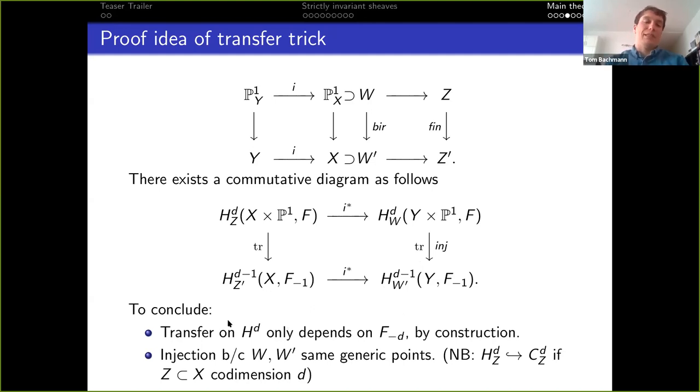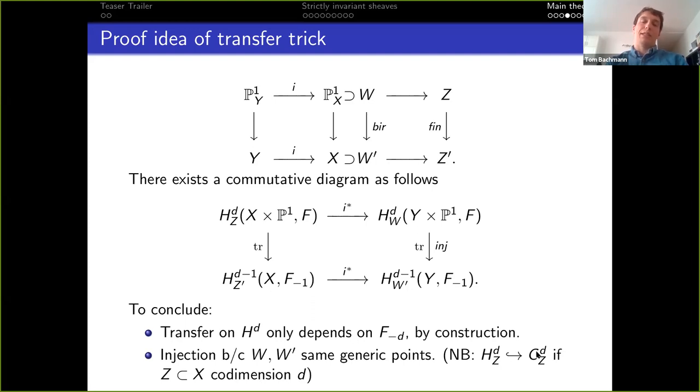Of course, you have to fill in some details, right? You have to prove that this commutes. You have to figure out what the transfer should be and that it only depends on f minus d. And also you have to ask, why is this map an injection, right? So this is maybe the main surprising point. But of course, it comes from this assumption that W to W prime is birational, right? So if you want to think about this, this is the lowest cohomology group.